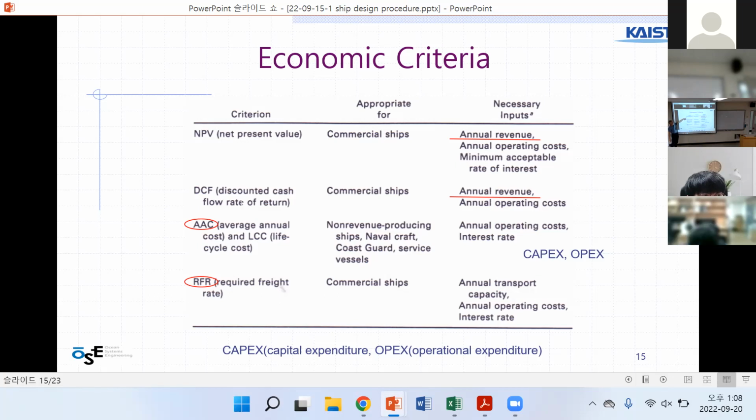It's similar. But with these things, you need to know what the annual revenue can be for the airplane, for the container ship. But for, say, a Navy vessel, you don't have any revenue, right? So you cannot calculate this kind of criteria. But still, you need to think about the Navy ship. You need to decide whether this one is better or this one is better. You need to calculate and compare. In this case, you need to calculate average annual cost for the Navy ships or something like this.